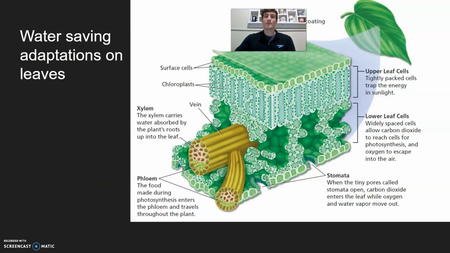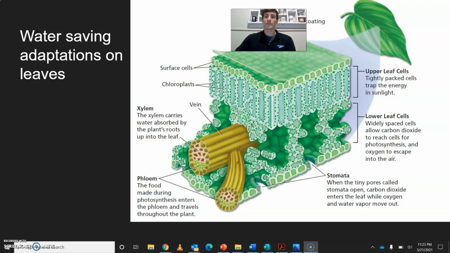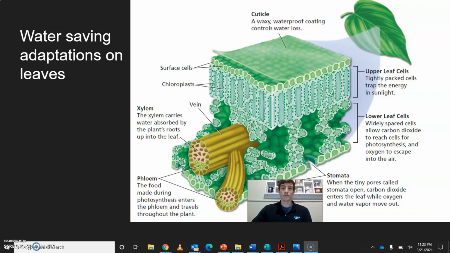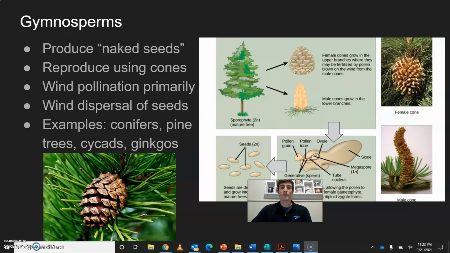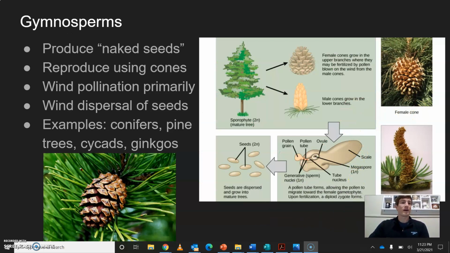Other water-saving adaptations, obviously you have the waxy cuticle. The stomata help to prevent too much water from being lost by the plant from transpiration. And there are other adaptations as well that we'll talk about later. Gymnosperms are the first example of the vascular seed-producing plants. They produce naked seeds, and they reproduce using cones. Generally, they're pollinated by wind.